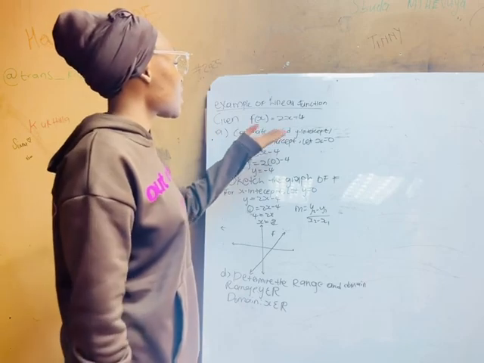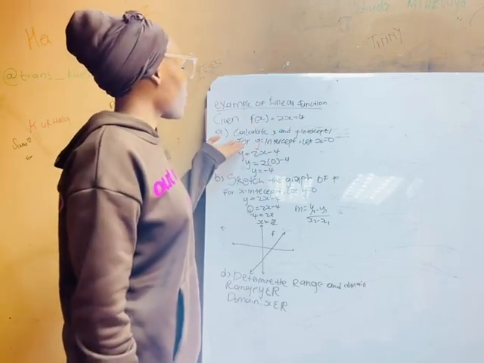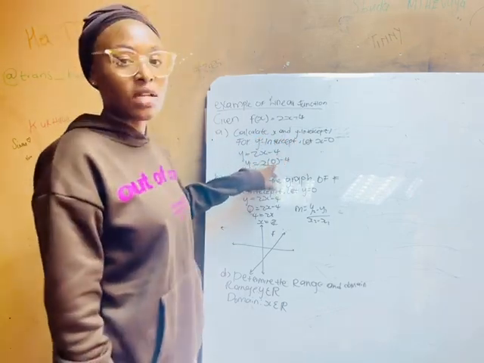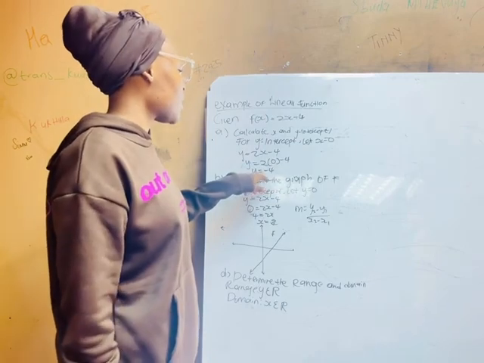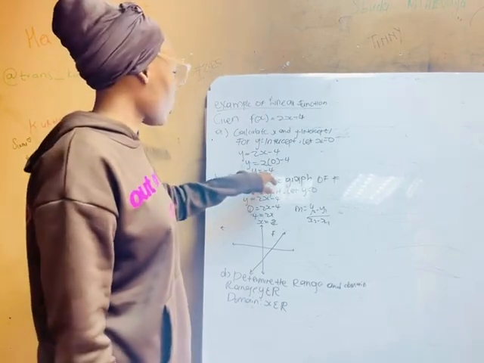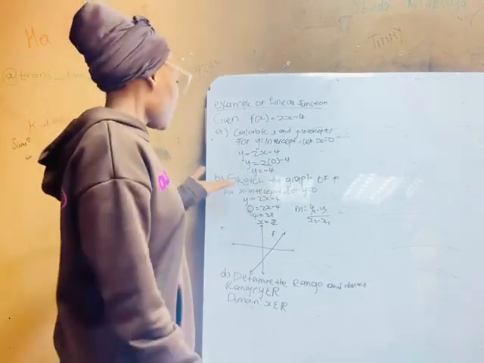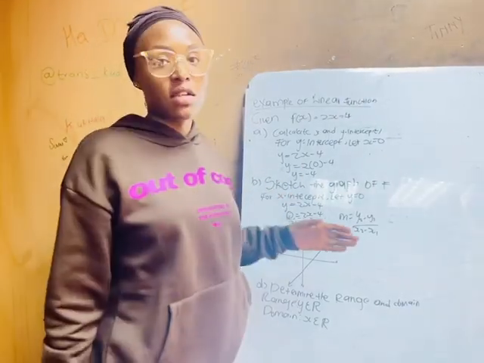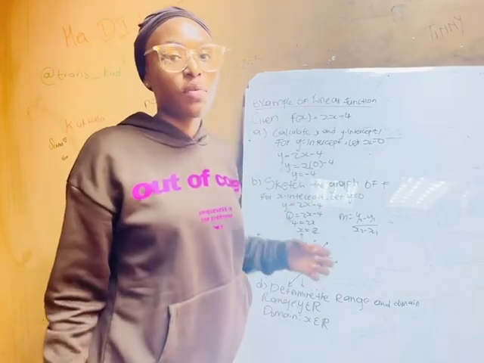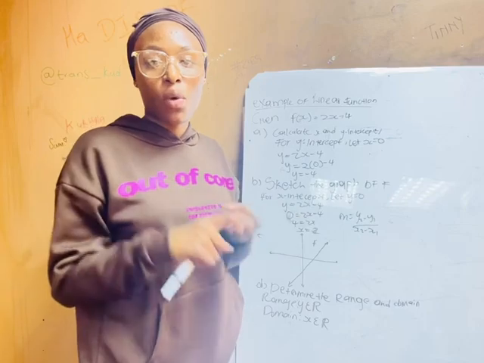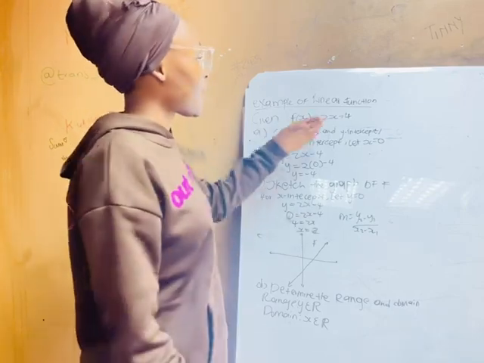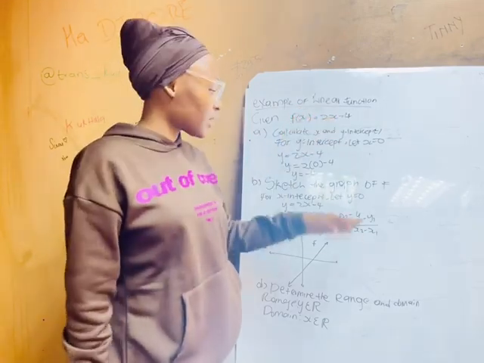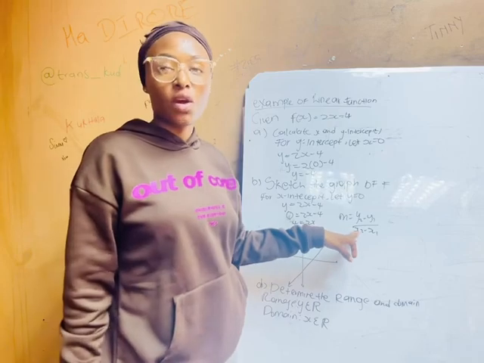They're saying calculate the y-intercept here. For calculating the y-intercept, you must let x equal 0. Here is my x. I substitute 0, and then I find the value of y. So here they're saying sketch the graph of f(x). For you to draw the graph, you must know the x-intercept, the y-intercept, and the gradient. So here they already calculated the gradient for us. But if it was not calculated, you were going to use this formula to calculate the gradient.